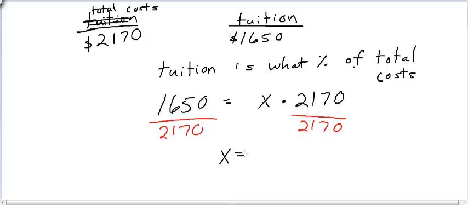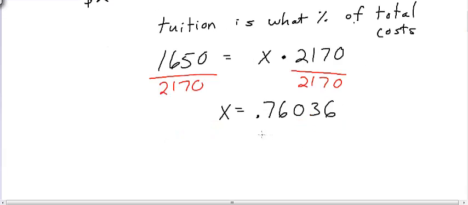Which means, and I'm going to reverse the sides here, x is equal to that fraction as a decimal, which comes out to be 0.76036. Next, I need to convert this to a percentage. Currently it's in decimal form. So to change it to a percentage, I multiply this value by 100.